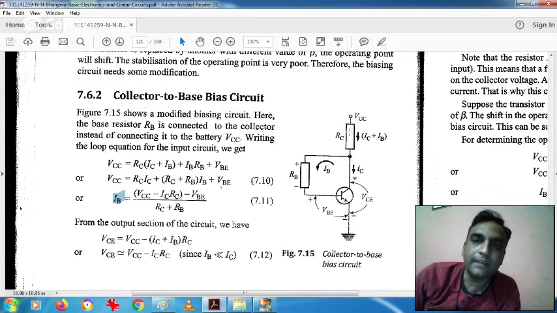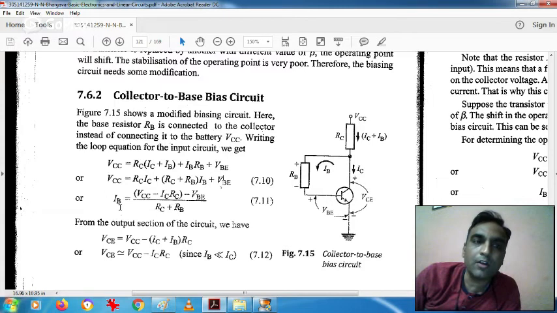So let us write the equation. First of all, VCC is equal to the current (IC plus IB) into RC, plus the current IB into RB, plus VBE, and then grounded. Okay, so your loop is completed over here. Now taking IB common from these terms, we have two terms containing IB, so (RC plus RB) into IB, RC into IC as it is, plus VBE.